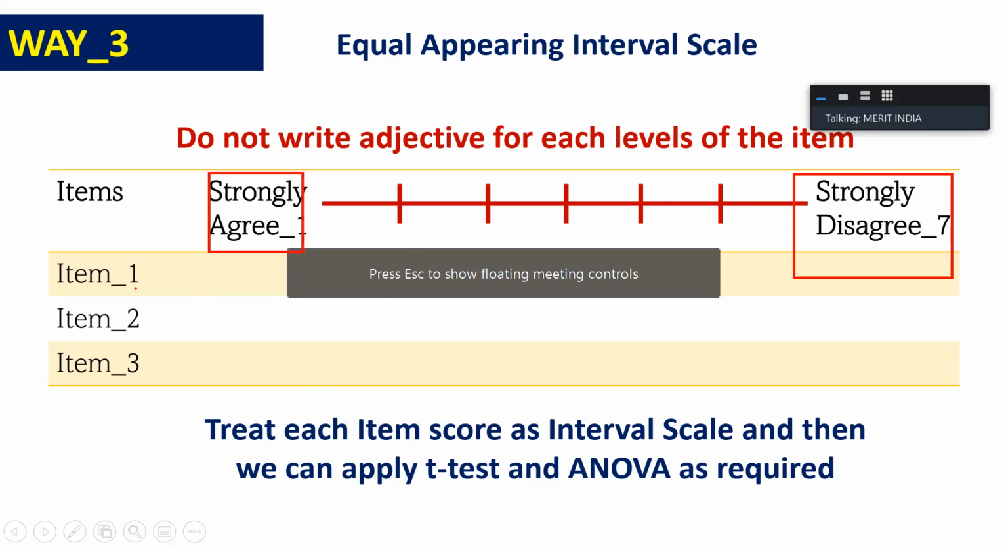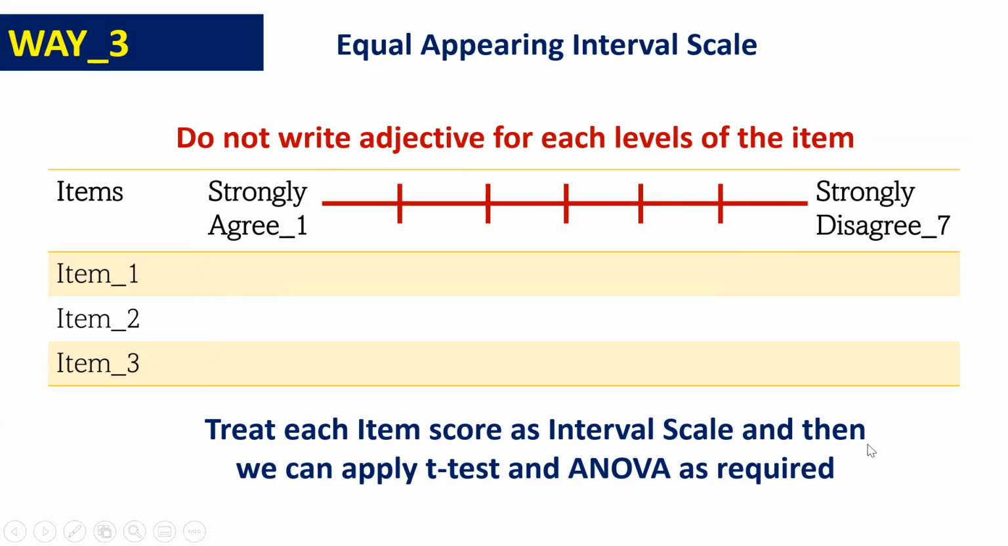Yes, thank you. So I was explaining, as we have discussed, there are 3 ways in which you can put the scale interval. You can give it as an ordinal, strongly agree to strongly disagree, or you can make it an interval scale like this, where you don't define anything in between, and just give a score like strongly agree as 1 and strongly disagree as 7, and then 2, 3, 4, 5, and 6. In that case, you can calculate the total score for each item, and then apply the t-test or ANOVA for such a table.